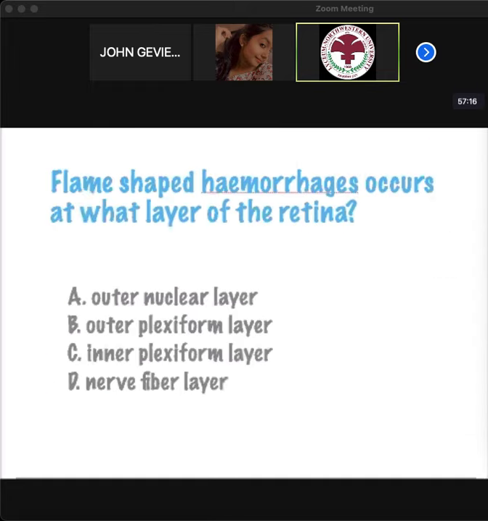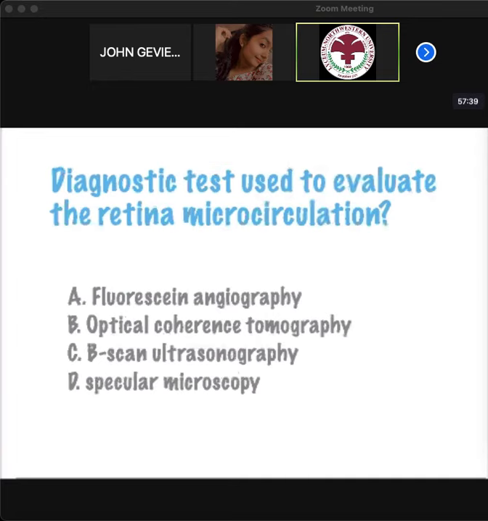So flame-shaped hemorrhages occur at what layer of the retina? Answer. So yeah, as I always reiterate, it's from the nerve fiber layer. So B. Next, diagnostic test used to evaluate the retinal microcirculation or your retinal blood vessels. We've tackled this already in the first few lectures, no? So it's A, fluorescein angiography.